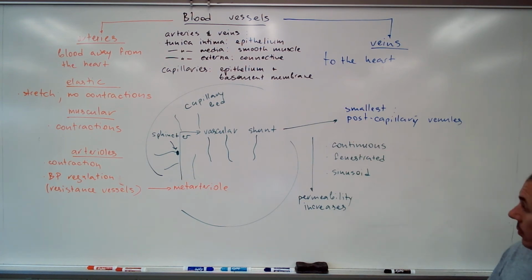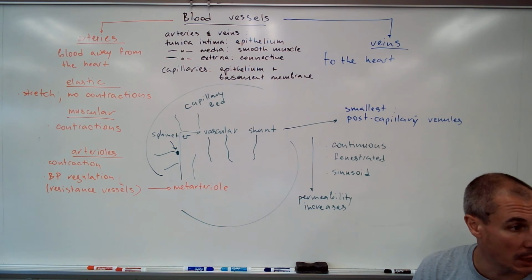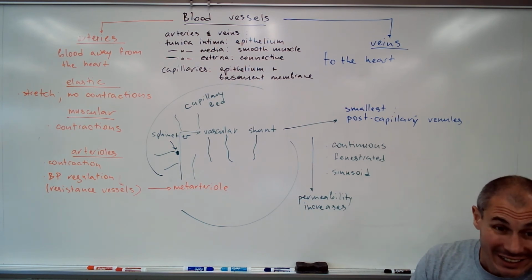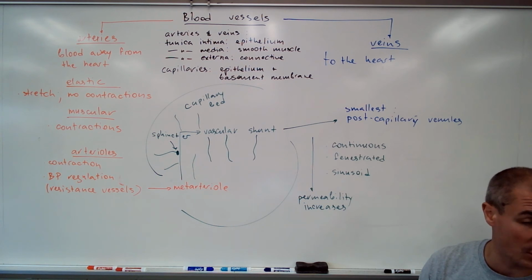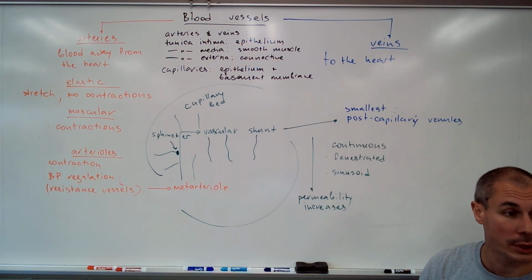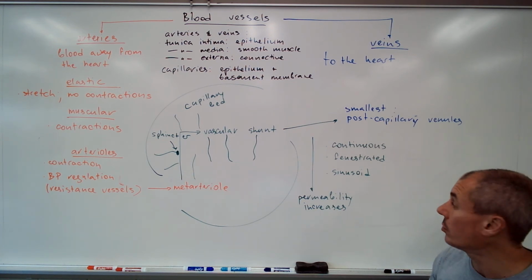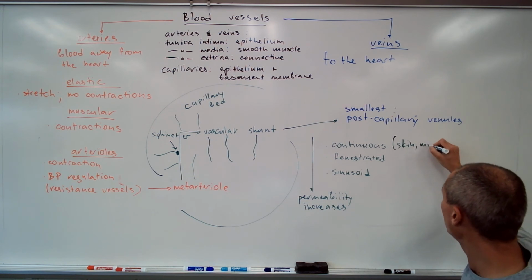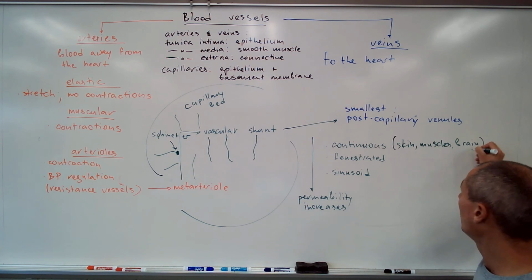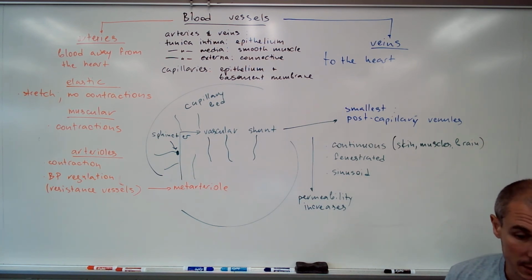So where would you find those? You're going to find those in the structures that don't really need a lot of exchange back and forth except oxygen, CO2, and small nutrient molecules like amino acids and glucose. So that's going to be places like skin, skeletal muscles, and brain. Does that make sense?